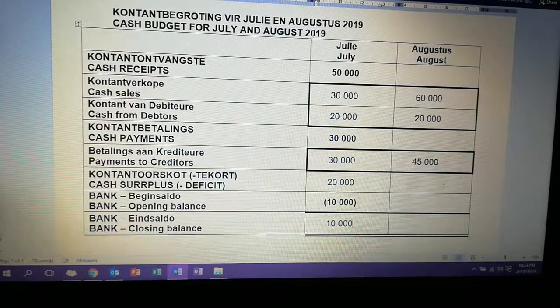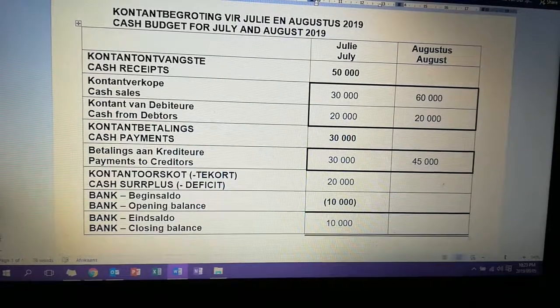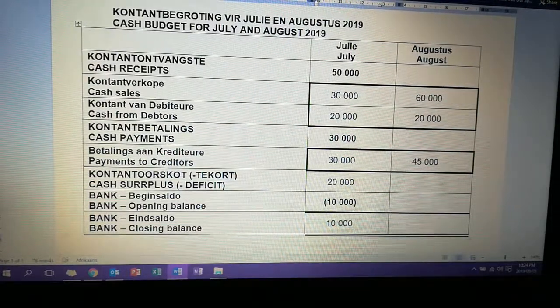Alright, so if you think logically about it, you started off with a minus 10,000 rand in your bank account. Then you got money for different types of things, but you received 50,000 rand. So now you have 40,000 rand because you had 10,000 overdraft. Then you have payments of 30,000 rand. So now you only have 10,000 rand cash left.